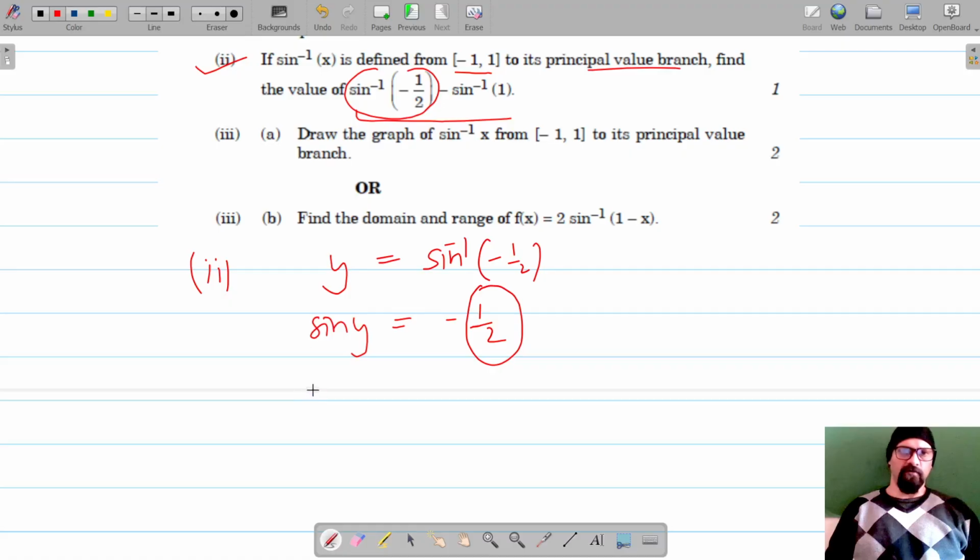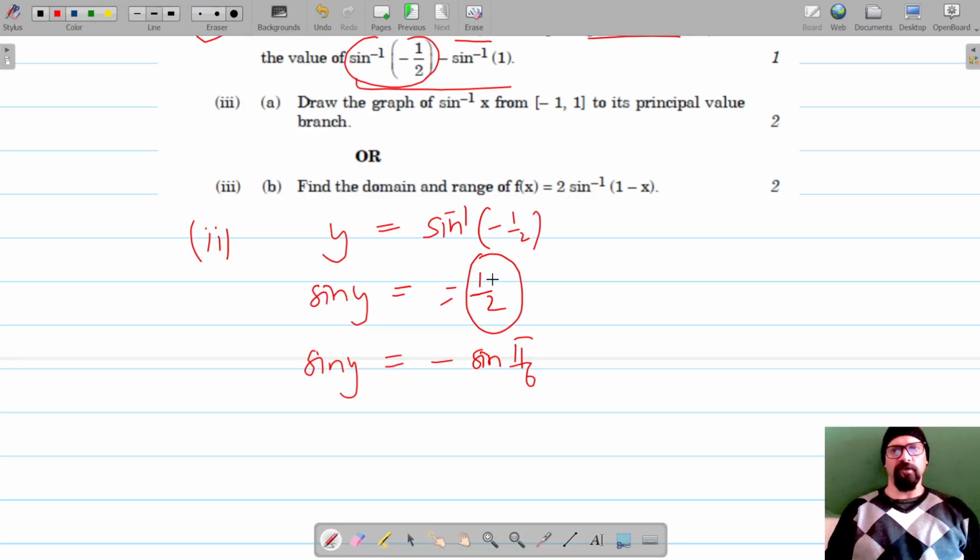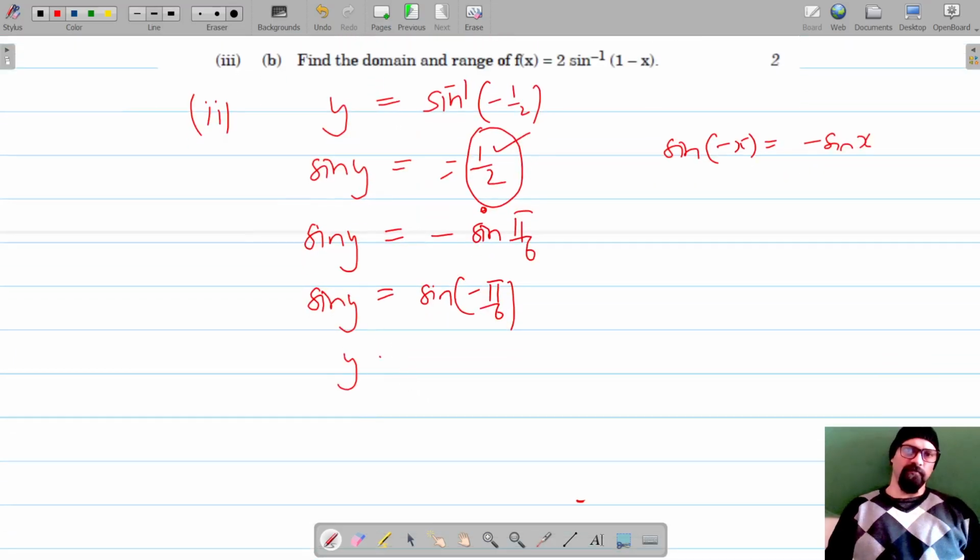Now we know that the angle for which the value of sine is half is pi by 6. So I can write it as, negative remains out, so instead of half I can write sine pi by 6, which is sine 30, which is half. Now I can write this as sine of negative pi by 6, because we know that sine of negative x is equal to negative sine x, which gives me y is equal to negative pi by 6.